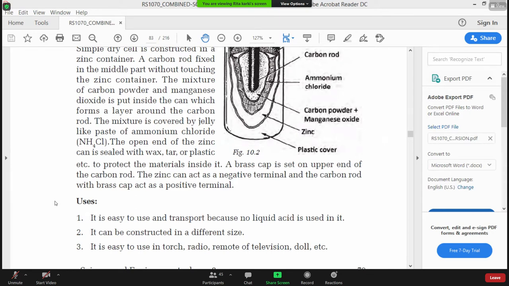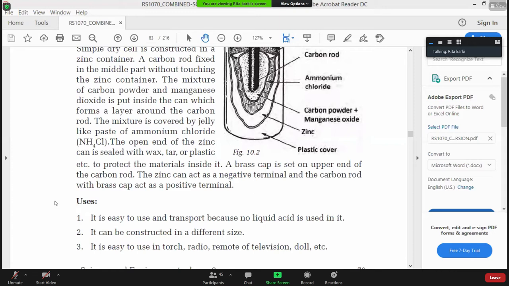Can you tell me what a simple cell is made up of? Sulfuric acid, copper. Copper, sulfuric acid, and zinc.